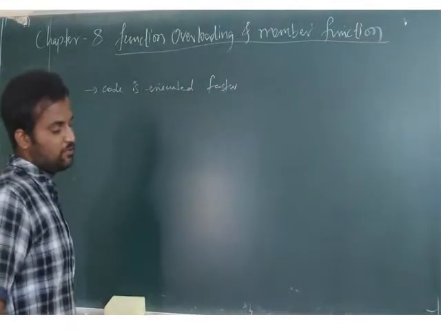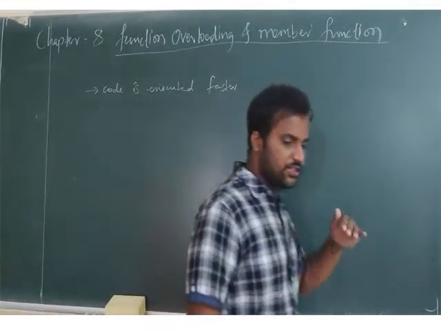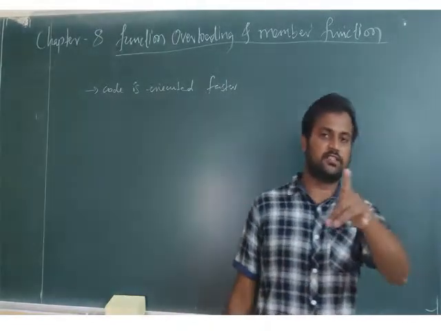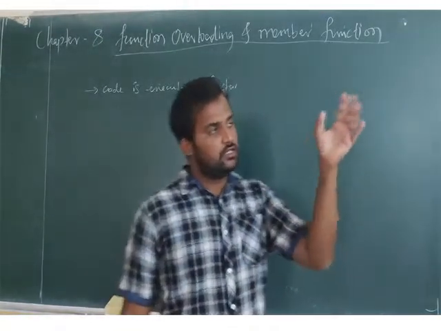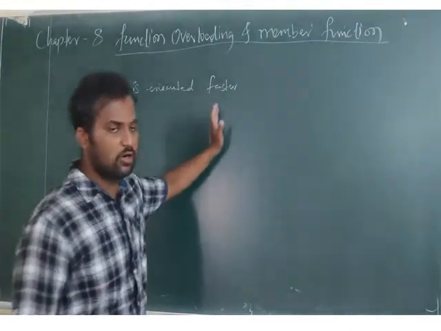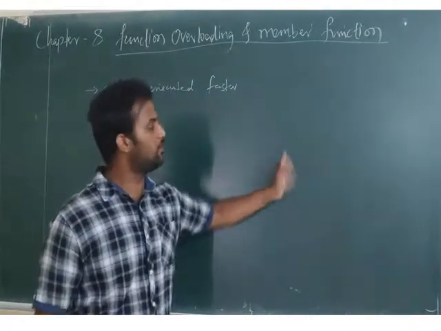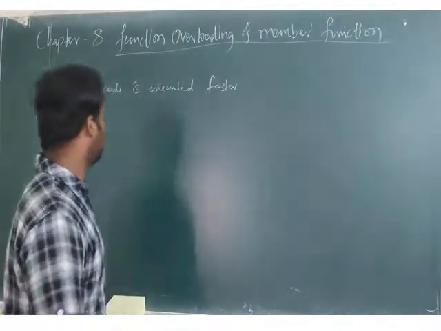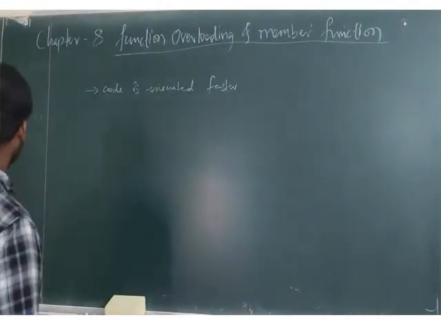Code is executed faster. Why? Because whenever the function names are the same, the compiler automatically understands. Okay, function names are the same, so we just have to check the arguments. If the arguments are different, we should not go by the function name. We just check the arguments and on that basis we will execute. That is why code execution is faster.